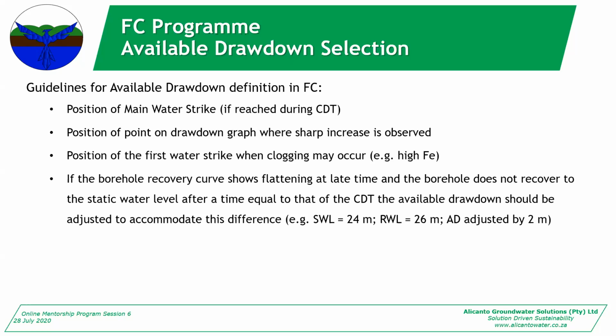Then if your borehole recovery flattens in late time in your recovery test and the borehole doesn't recover to the static water level after a time equal to that of the constant discharge test, the available drawdown should be adjusted to accommodate this difference. So for example, if your static water level is 24 and your borehole recovers to 26 meters, then whatever you calculate as your available drawdown, you need to subtract 2. Does that make sense to everybody?